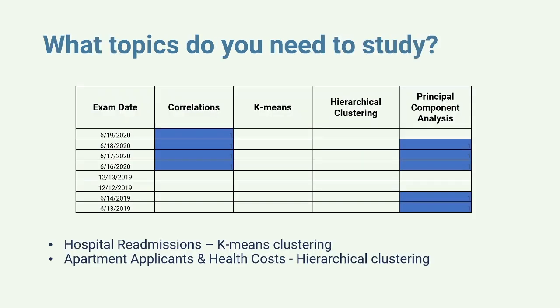What topics do you need to study? Here's a list of all the prior exams and how often they have appeared. As you can see, principal component analysis has come up on nearly every single exam. K-means and hierarchical clustering have not appeared on any official exams. The K-means has appeared on the hospital readmissions project. A correlation analysis has come up in more of the recent exams. The practice exams, apartment applicants, and health costs both have some examples of hierarchical clustering.